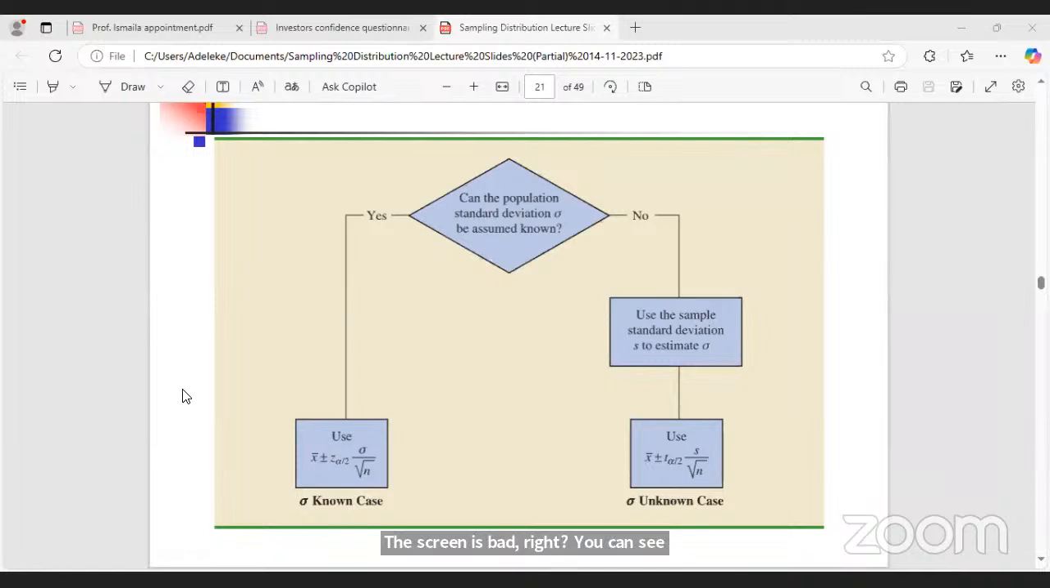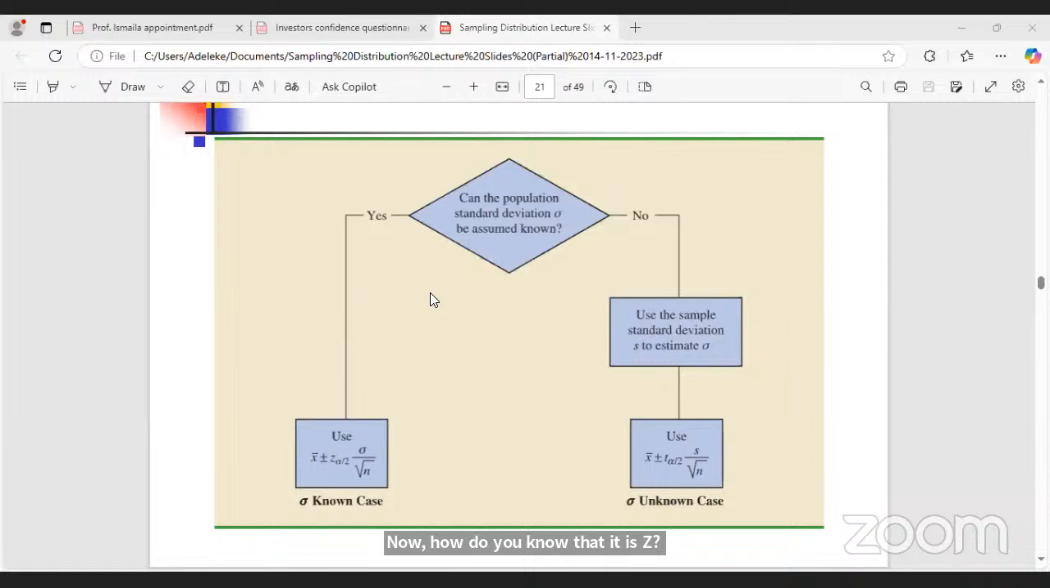So let's go back. I said this flow chart explains the detail on how or when to make use of the Z table and when to make use of the T table. Now, for the population from where you're taking your sample, if the standard deviation is known, you will make use of the Z table. Now, how do you know that it is Z? Look at what you have at the left.